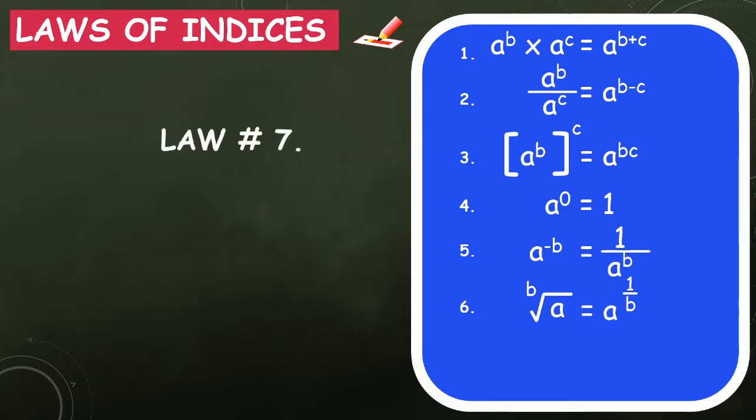Law number 7. If you have the root b of a to the power of c, that equals a to the power of c over b. Let's look at some examples. The fifth root of 7 to the power of 8 equals 7 to the power of 8 over 5. The cube root of 5 to the power of 6 equals 5 to the power of 6 over 3, which is 5 to the power of 2.